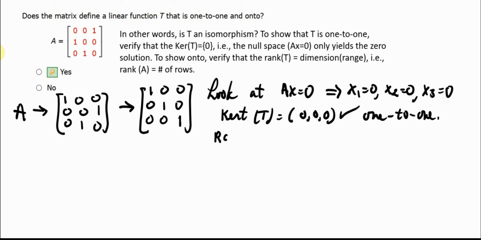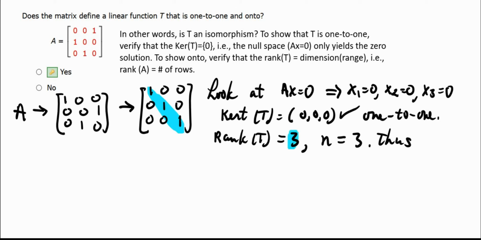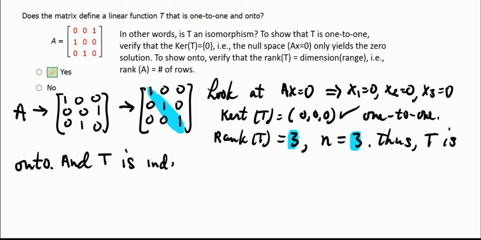And then for onto, now the rank of T, notice that I have 3 leading ones, so the rank is equal to 3, and n, the number of rows that we have, is 3. So we said that if those numbers are the same, then the transformation is indeed onto. So T is indeed an isomorphism.